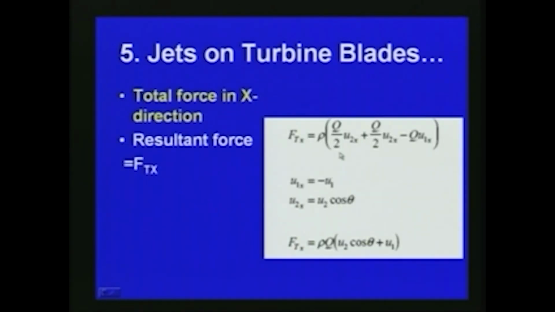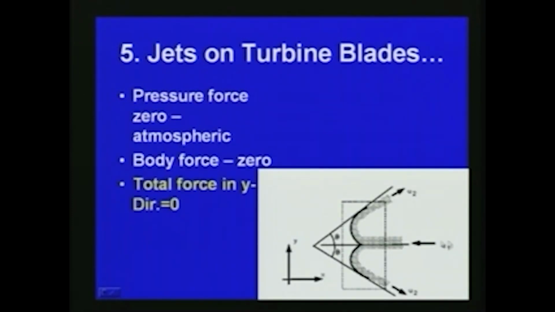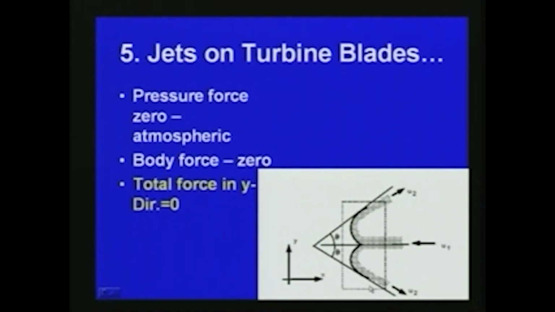So, F T x is equal to rho into q by 2 into u 2 x plus q by 2 into u 2 x minus q into u 1 x. Here q is the discharge hitting the Pelton wheel or the turbine blade, and the velocity back is u 2 at an angle theta. Let us assume that in this particular case half of the discharge is going up in this direction and the other half is going down in this direction.